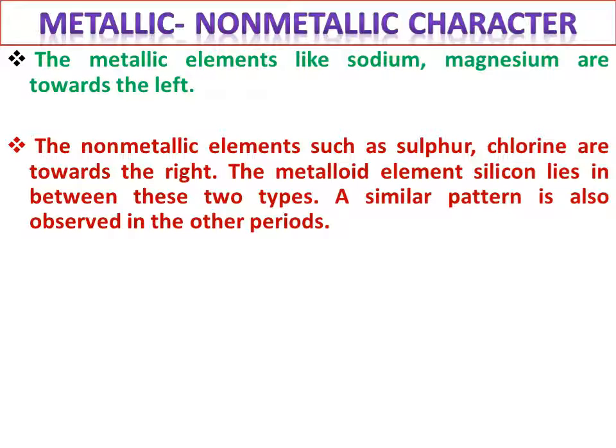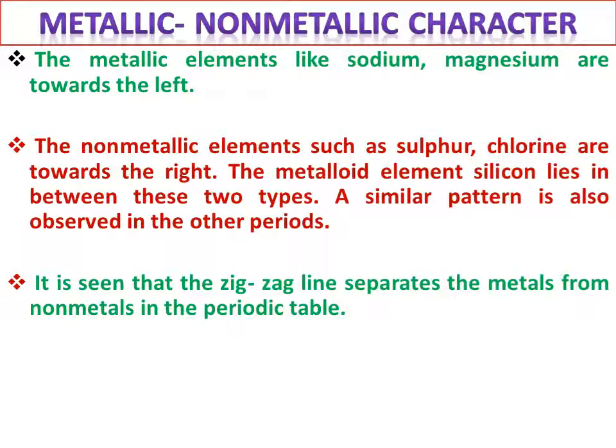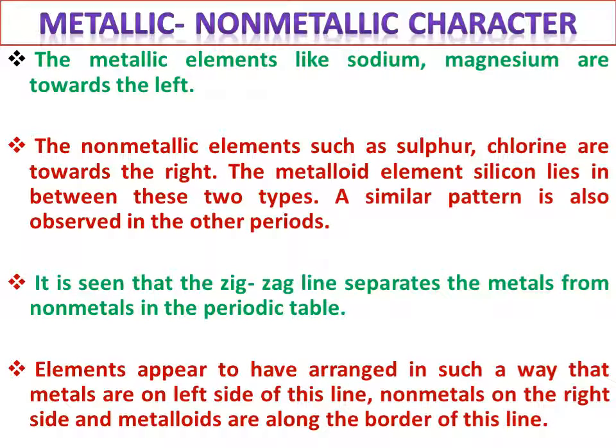A similar pattern is also observed in the other periods. It is seen that a zigzag line separates the metals from non-metals in the periodic table. Elements appear to be arranged in such a way that metals are on the left side of this line, non-metals on the right side, and the metalloids are along the border of this line.